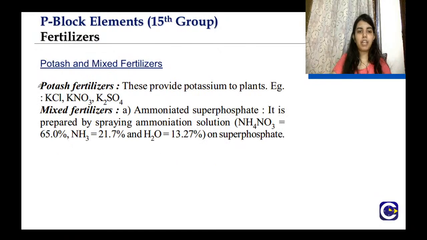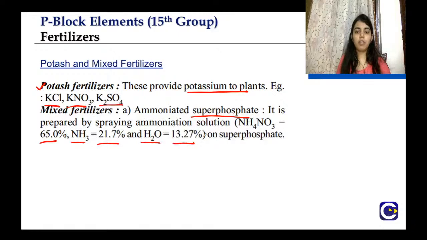Next are the potash and mixed fertilizers. Potash fertilizers provide potassium to the plants. Examples are KCl, KNO3 and K2SO4. For mixed fertilizers, there is ammoniated superphosphate, prepared by spraying an ammoniation solution, that is ammonium nitrate 65%, ammonia 21% and water 13.27%, on superphosphate. That is known as ammoniated superphosphate. They are mixed fertilizers.